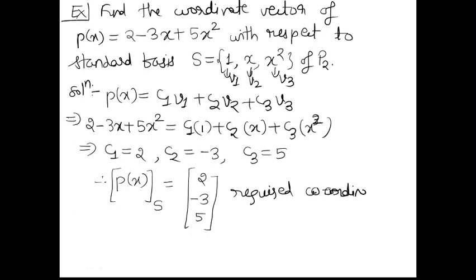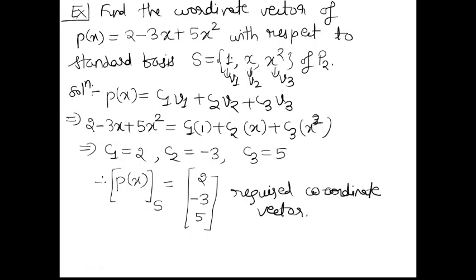This is the required coordinate vector. Now, remember the order in which the basis vectors appear in S affects the order of entries in the coordinate vector. So, what are the basis vectors? The basis vectors are here 1, x and x square.